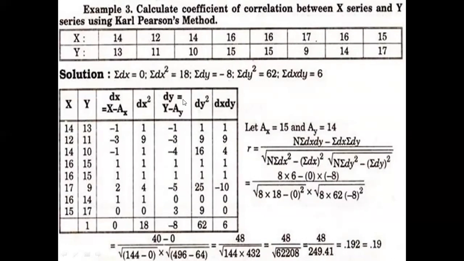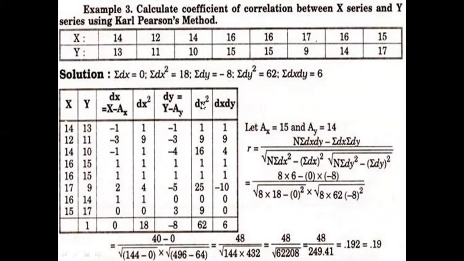Similarly, we need to calculate the deviation from y. For that, as we have assumed mean of y, which is 14 in this data set, so y minus y bar, means y minus ay. It is 13 minus 14, minus 1; 11 minus 14, minus 3; 10 minus 14, minus 4; 15 minus 14, 1. In that manner, we got the value of dy, deviation from y. Do the summation, the value is sigma dy equal minus 8.